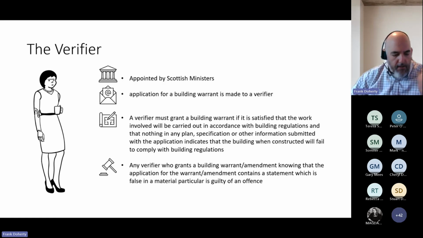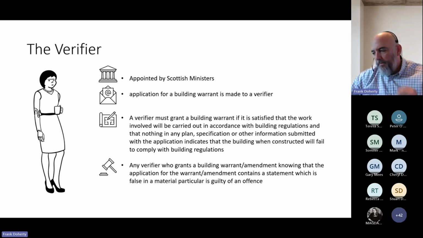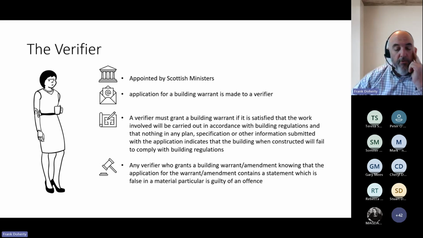The other main character within the system is the local authority verifier. Local authorities aren't automatically considered to be the building standards verifier, but they're appointed by Scottish ministers. It just so happens that since the Act came into force in 2005, every local authority has always been appointed as verifier for their geographical area, but they are audited. They are expected to follow a performance and operating framework. So it's not just "you're doing this"; it's "yes, you can do this, we're allowing you to do this."